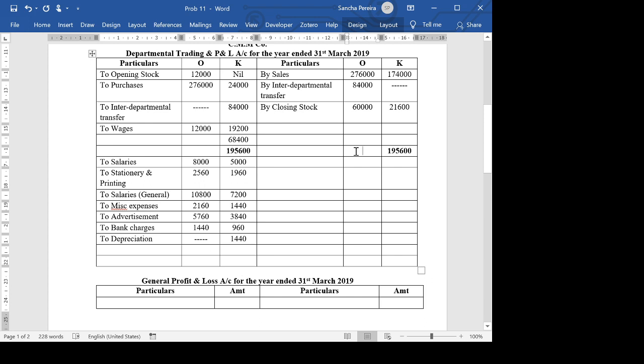And the total here is 4,20,000. This is also 4,20,000, and the gross profit I think is 1,20,000. Just check. Yeah, 1,20,000. So to gross profit carried down. So bring down the gross profit: by gross profit brought down 1,20,000 and 68,400.